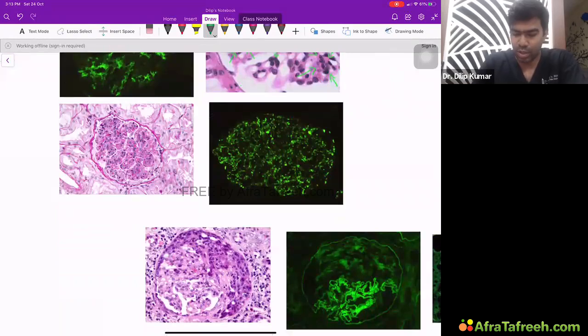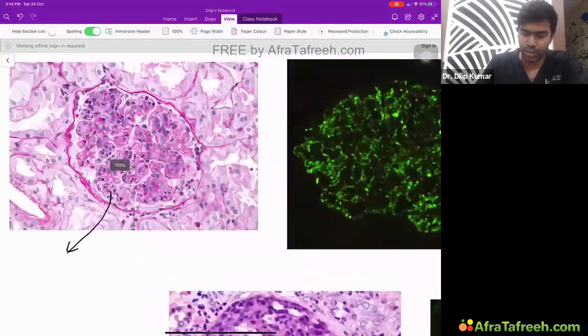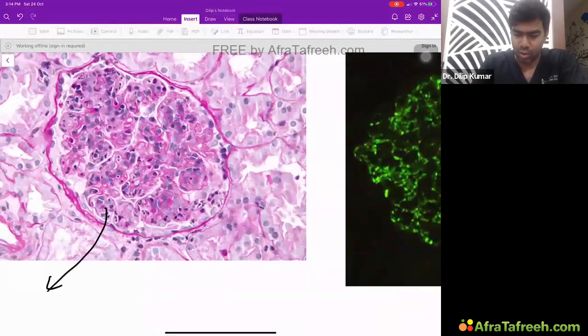And the second one, so what do you mean by this? To start with, we always start with light microscopy. So what is this typical picture? This is definitely not a normal glomerulus. A normal glomerulus looks much less cellular than this one. In this glomerulus, you see too much of cells. There are too many cells here.